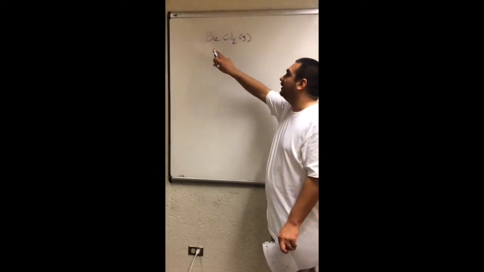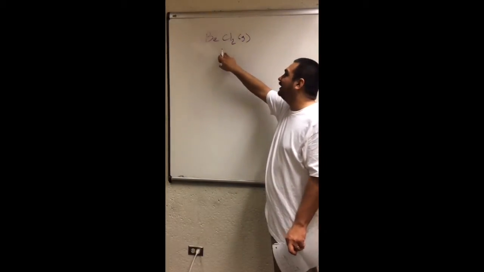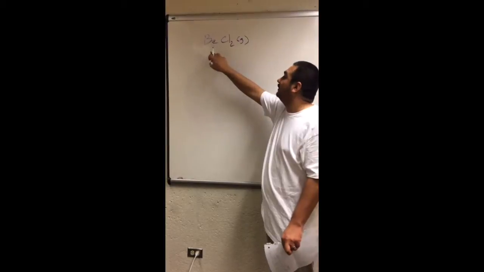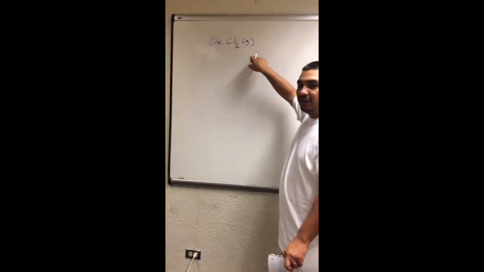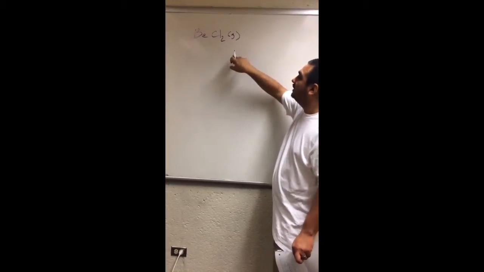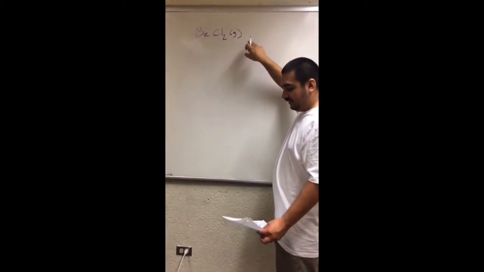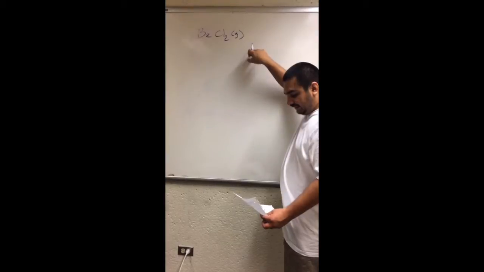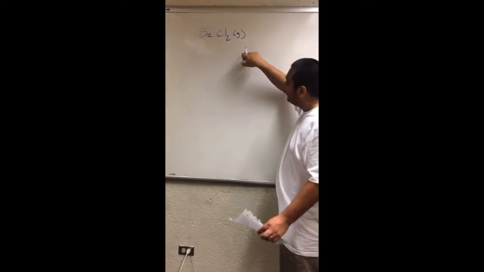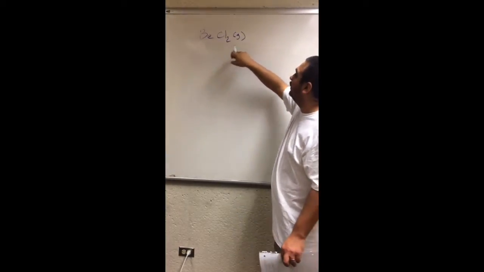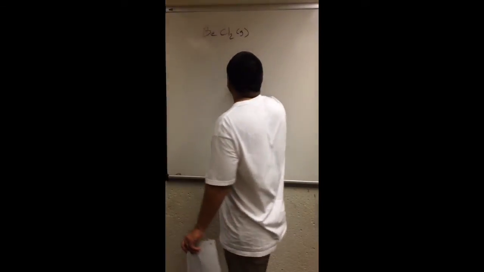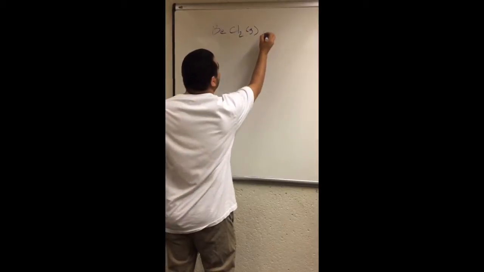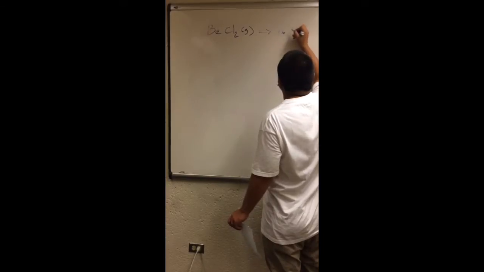After this we're going to be learning about the covalent bonding theory, and we're going to start with beryllium chloride gas. This is a covalent bond. It's also known that this substance, the beryllium, doesn't follow the octet rule. We can see this by drawing the Lewis dot structure.